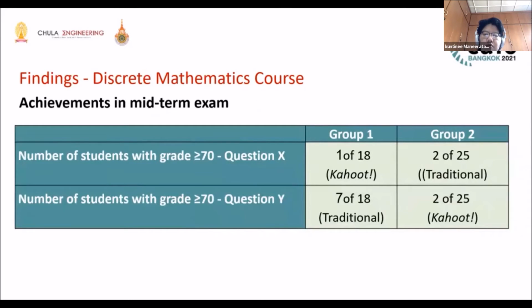This table summarizes the midterm exam achievements. We defined success if the student's grade was at least 70. The findings indicate that in group number 1, the success rates were significantly higher for the question that was solved in a traditional lesson, whereas in group number 2, there was no difference.